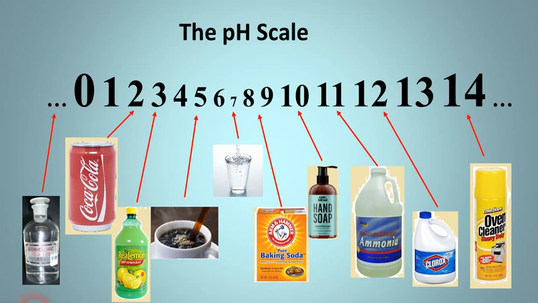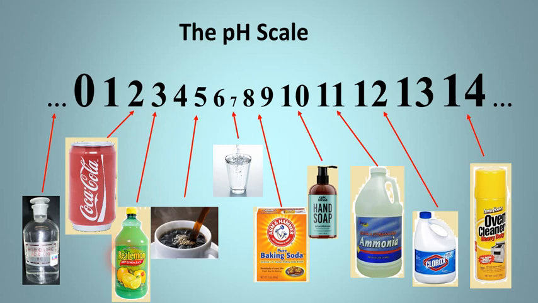So for example, if we look at 7, this is what we consider a neutral pH. And so that would be distilled water. Pure water at 25 degrees Celsius has that pH of 7. It's neutral. And then if we look at things that are on the acidic side, 5 would be coffee.